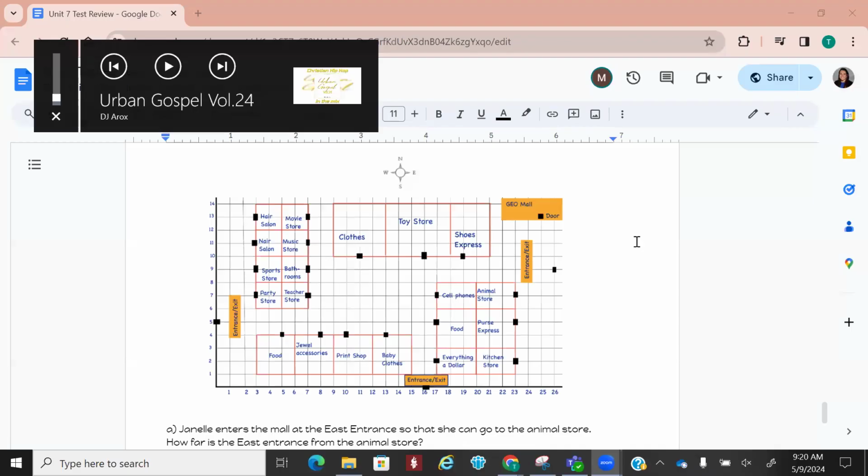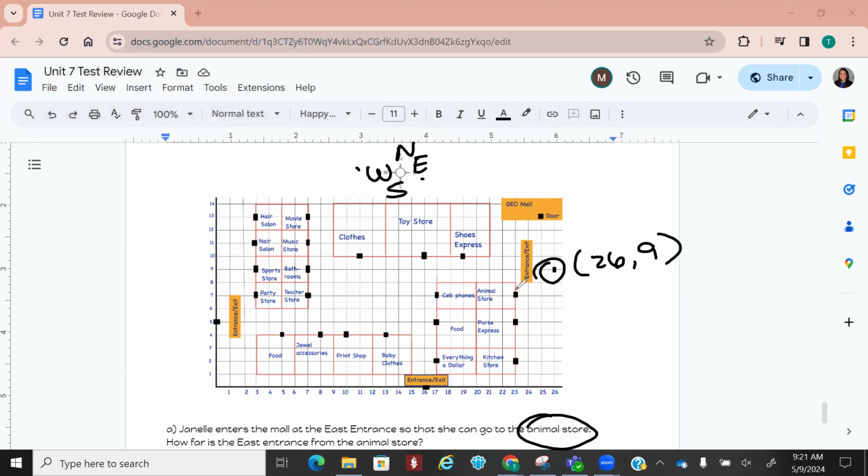Okay, so the first question says, Janelle enters the mall at the east entrance. If you don't remember east, west, they've got a little compass up here. Never eat soggy waffles. So this is your east entrance. Well, where's that located at? That's located at 26,9. Okay, and then she's going to the animal store. The animal store is right here, which is 23,7. Now you're trying to find the distance.